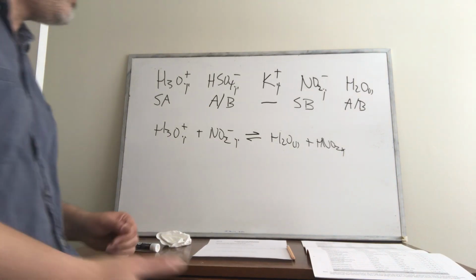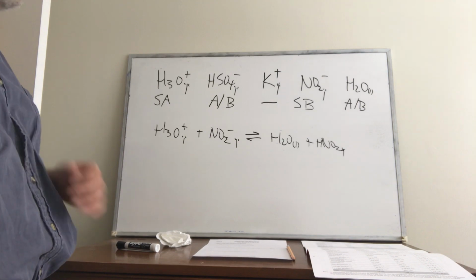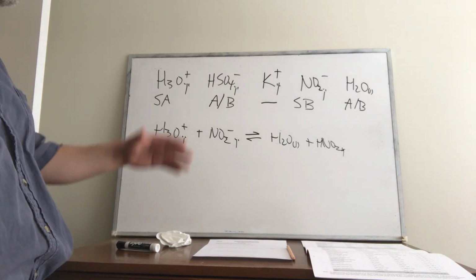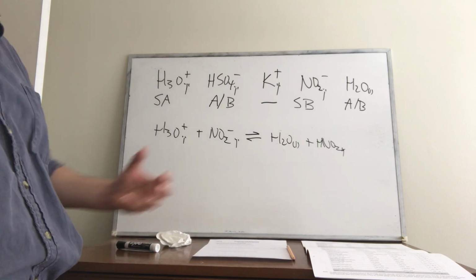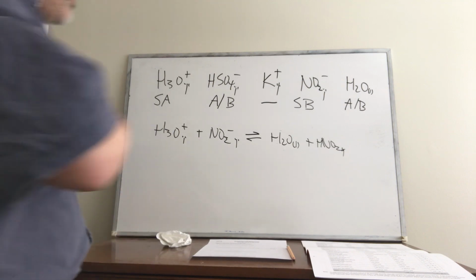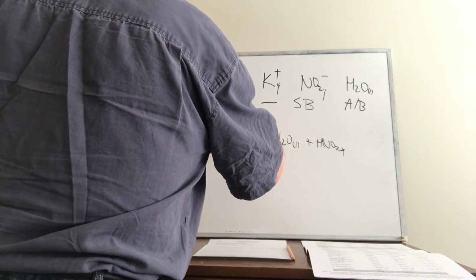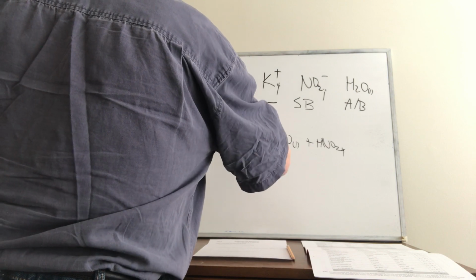Now, we have a special situation when either hydronium or hydroxide are present. Why? Because they are so strong. Hydronium is so strong at giving away a proton, and hydroxide is so strong at accepting a proton or stealing it, that instead we would say it's not greater than 50% or less than 50%. We would say it's greater than 99%.